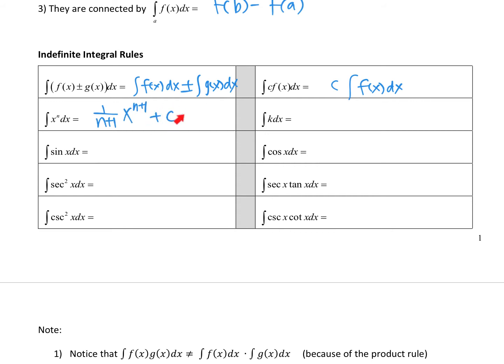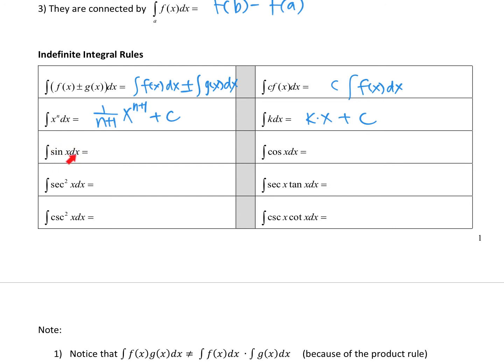Again, when you take the derivative of the constant c, it becomes 0, so this is the most general answer. Integral of k dx, just the constant k, there's no x in it. So that's k times x plus c. Because when you take the derivative of kx, like 2x, you get 2 as an answer. So if you take the integral of 2, the answer will be 2x, right?